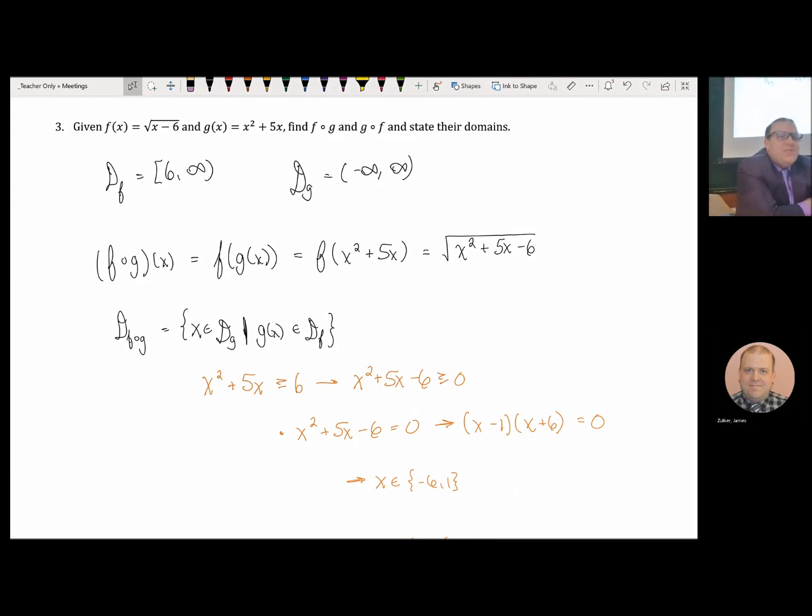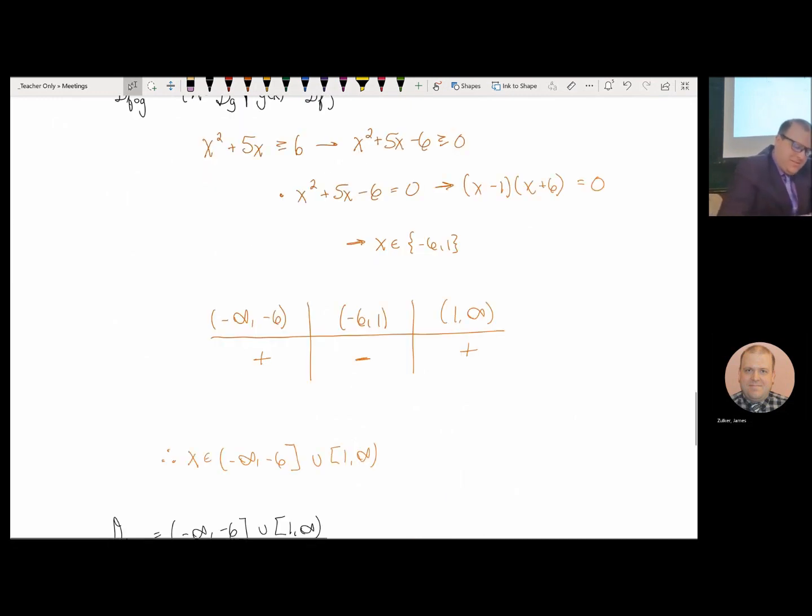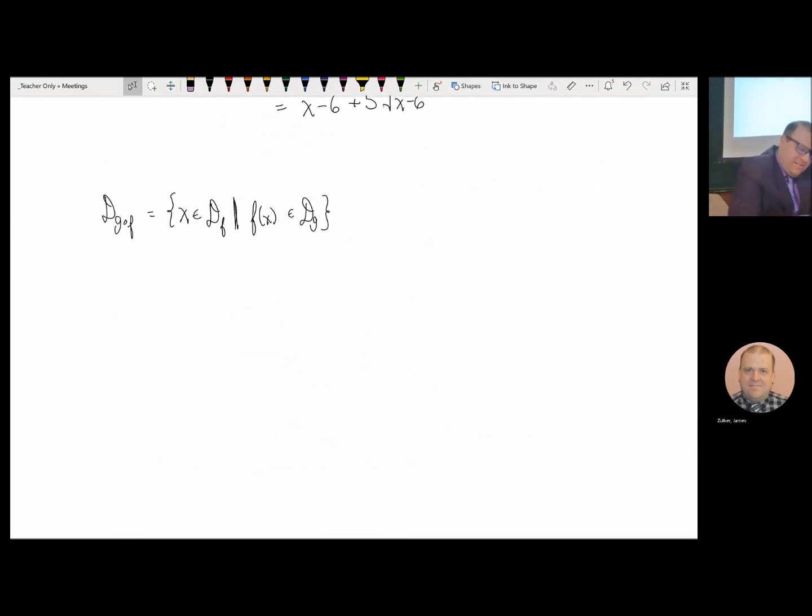Every single value in that domain is going to give you a real number for f. Yeah, because that guarantees that x minus 6 is non-negative. Right? So you're always going to take a square root of a non-negative number, which is itself always a real number. That's the domain of g of f.